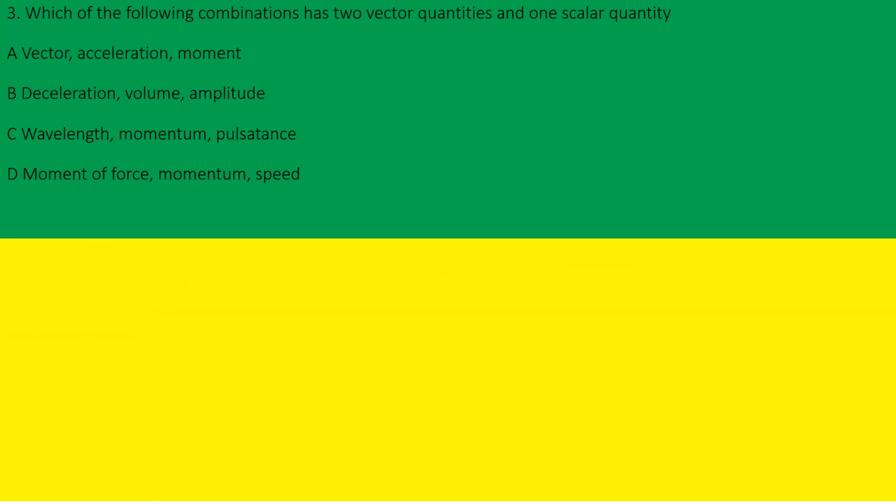Which of the following combinations has two vector quantities and one scalar? A says vector, so that's not a quantity, forget about A. B says deceleration, okay, that's a vector. Volume, amplitude, these two are scalars. So wavelength is a scalar. Moment of a force, that's a vector. Momentum, vector. Speed, all right, so two vectors and one scalar. So our answer is D.